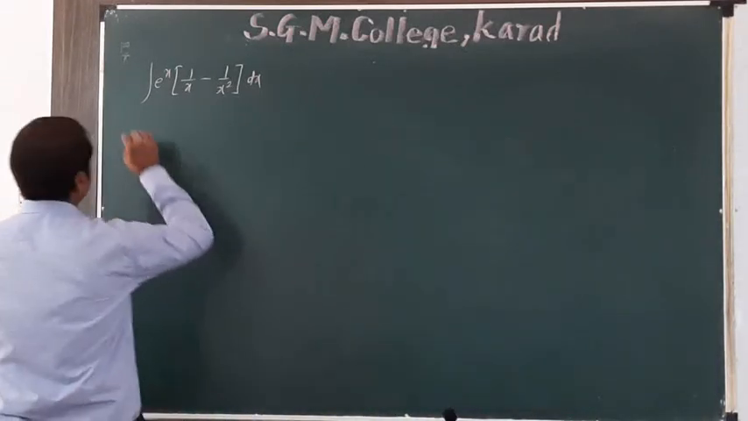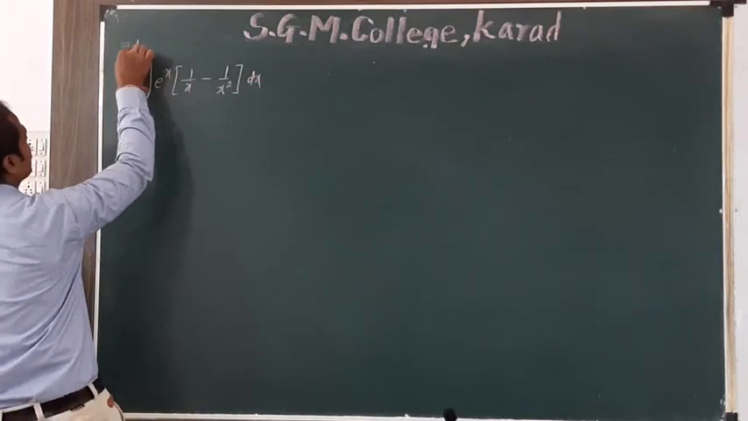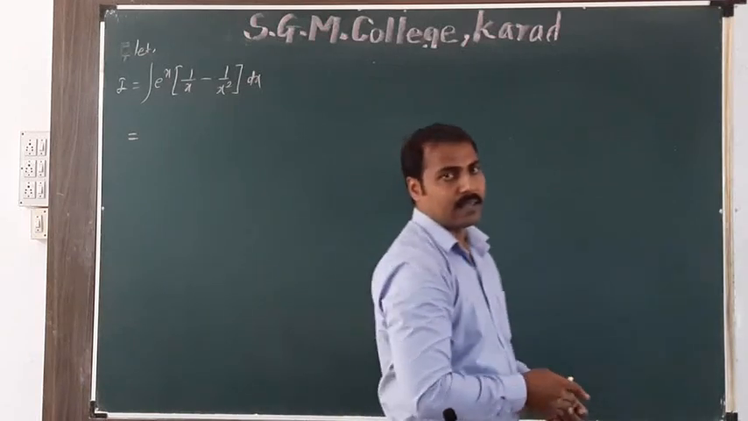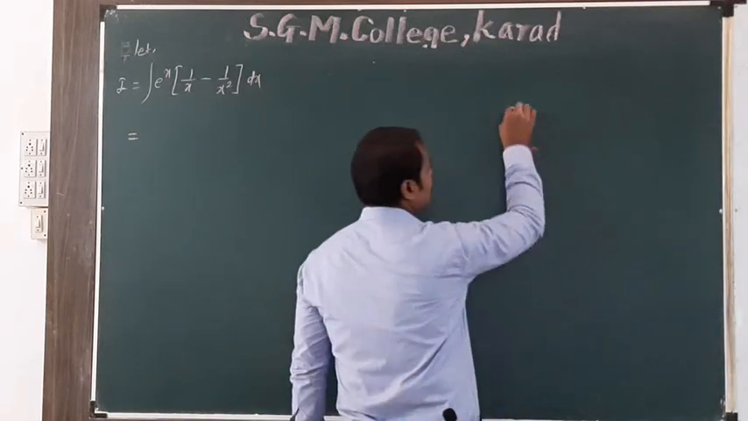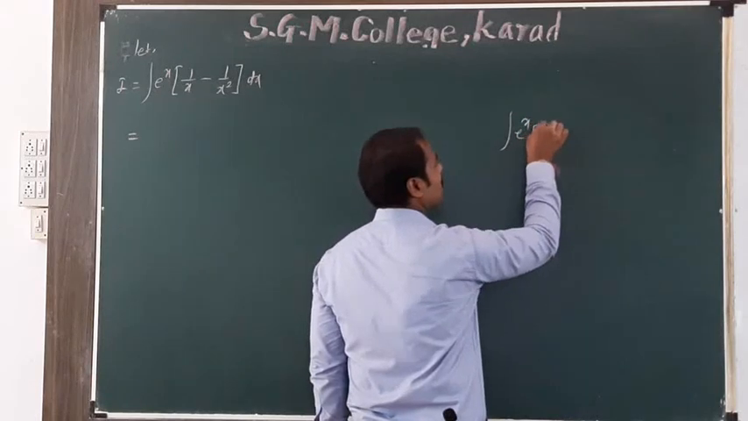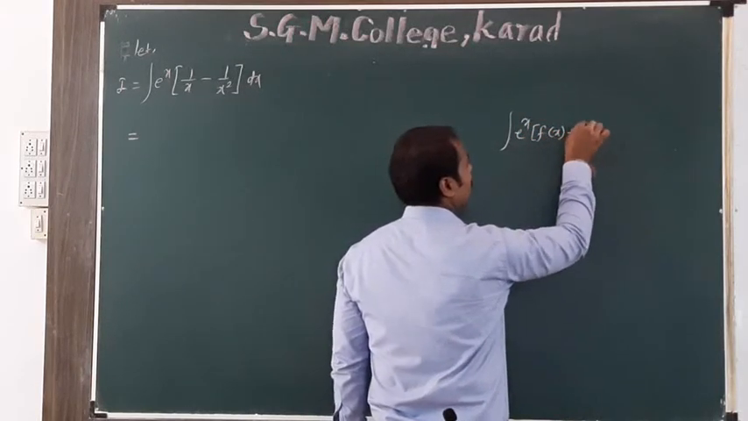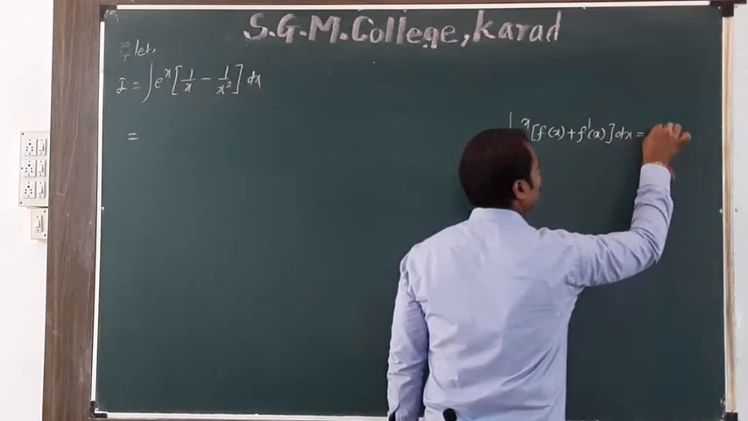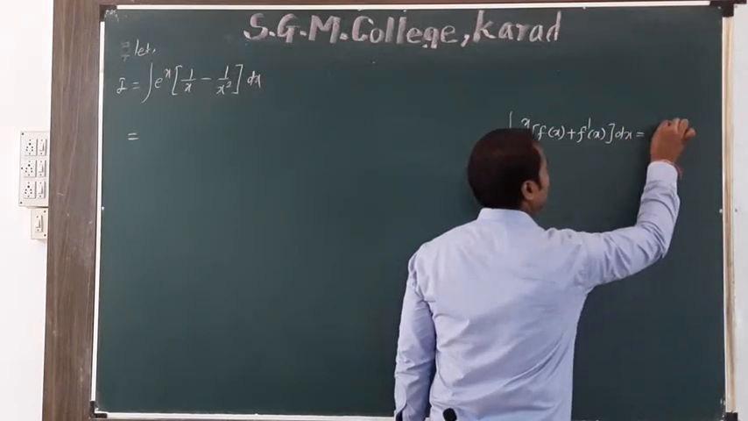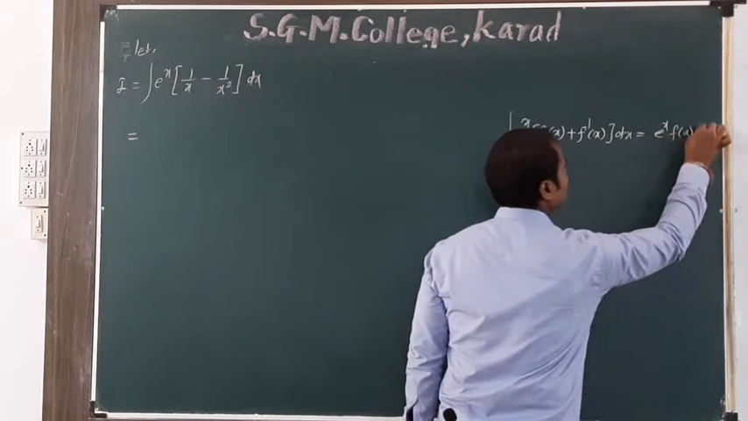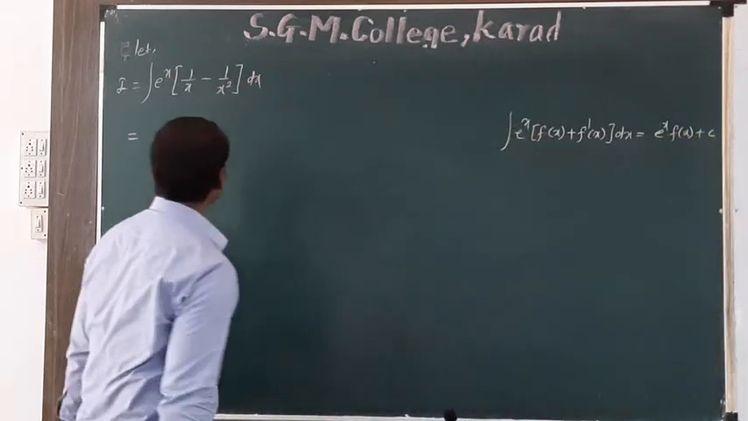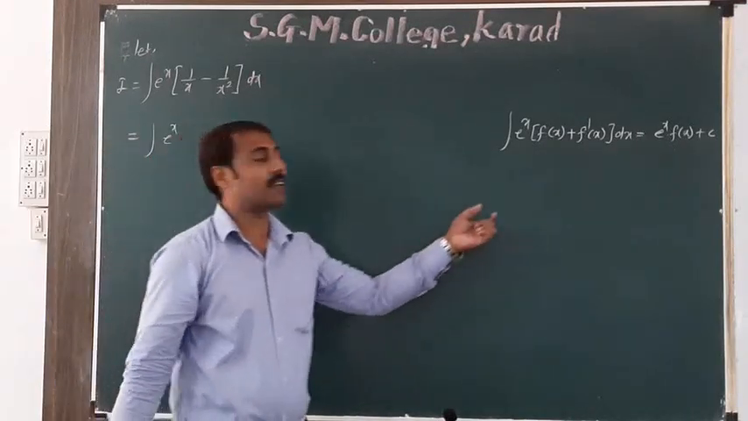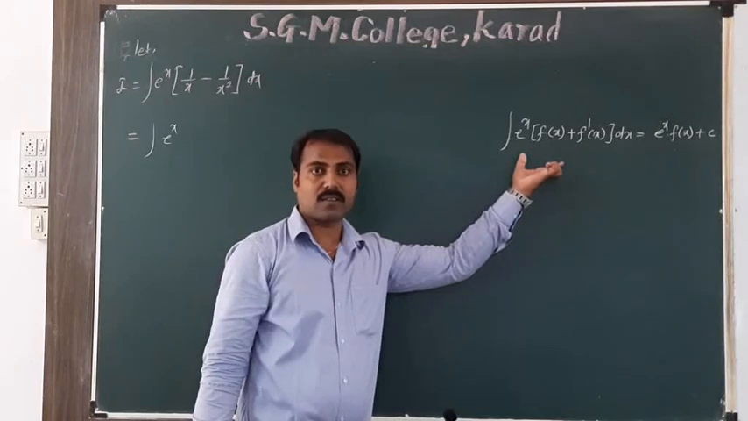Look at here, the example is on integration, so denote it first by I. We know that the corollary is: integration of e raised to x into f of x plus f dash of x dx is equal to e raised to x into f of x plus c. Inside the integration there is a term of e raised to x, so it is clearly an example of that type of corollary.